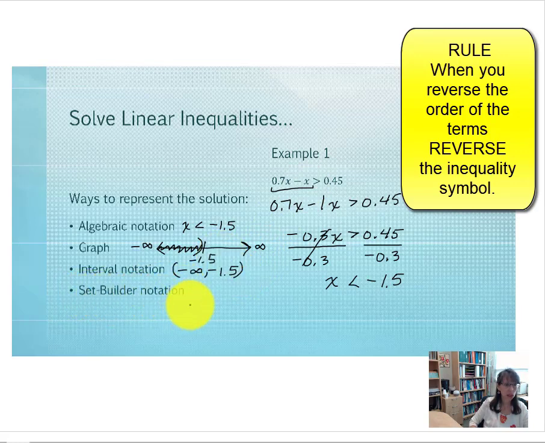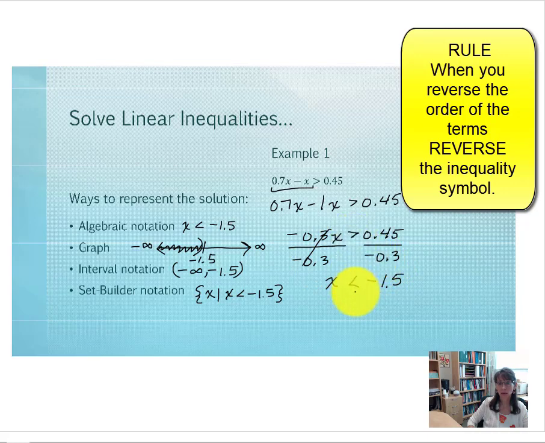Finally, the set builder notation involves these set brackets, which can be difficult to draw sometimes. Our variable is x. So right now this says the set of x such that, and then we simply write our algebraic notation. So the set of x such that x is less than negative 1.5, and close the set brackets. Now we are assuming that x comes from the real number system.